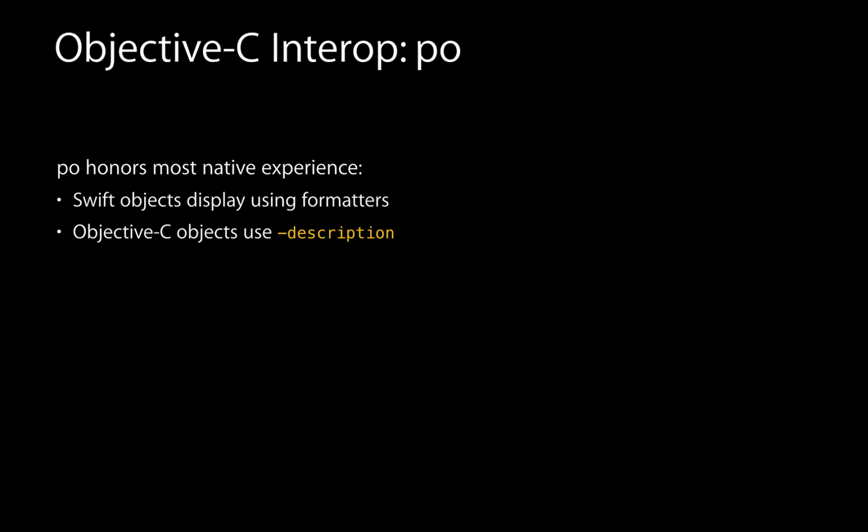PO is in a way similar to the expression command, but once you get the result of your expression, it goes back to that most native experience that the variable view lives by. Swift objects will display using data formatters. Objective-C objects will display using their description method, much like they did before Xcode 6. That can get funny real quick.